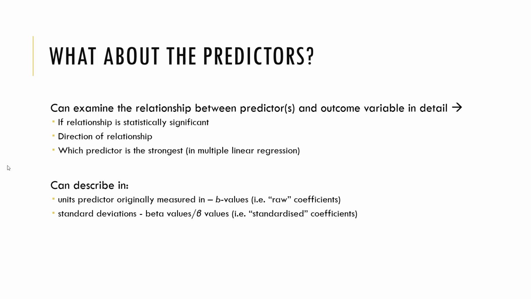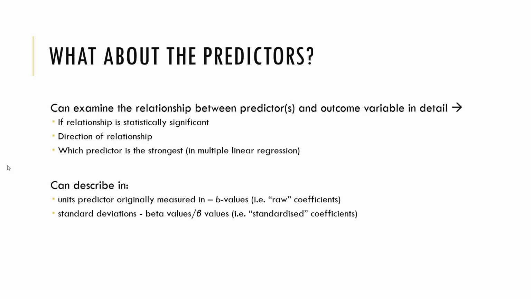So if it's a positive coefficient that we get, our b-value, then that suggests that as scores increase on the predictor, scores are also likely to increase on the outcome variable. Whereas if it's a negative coefficient b-value that we identify, then that suggests that as scores increase on our predictor variable, scores will decrease on our outcome variable.